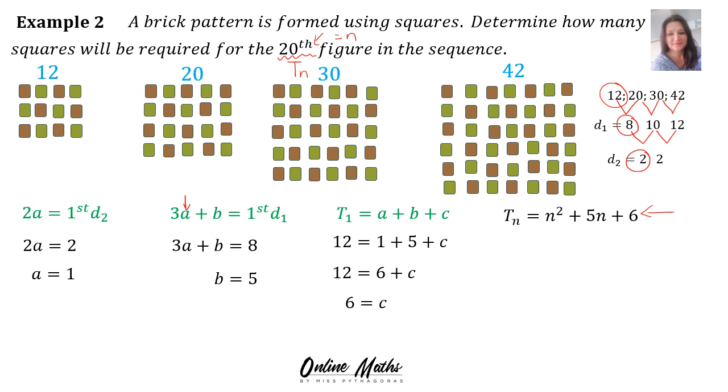What are we looking for? Determine how many squares will be required for the 20th term. So that means we're going to work out T20. In n's place, we're going to substitute 20. And when we work that out, we find T20 is equal to 506 squares.